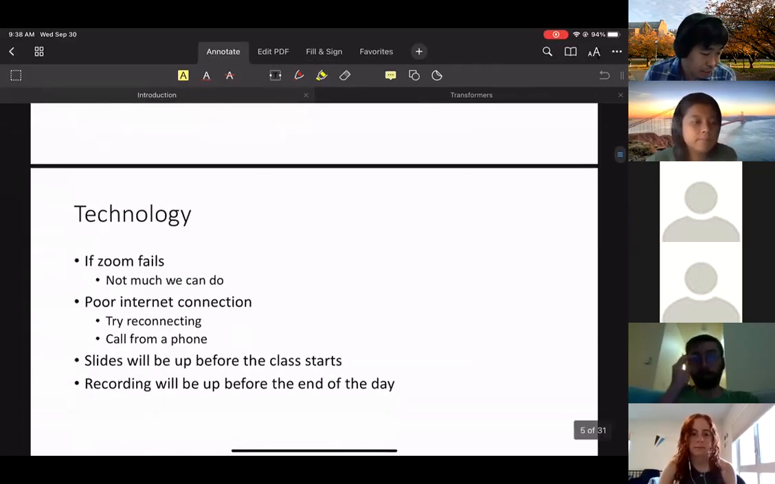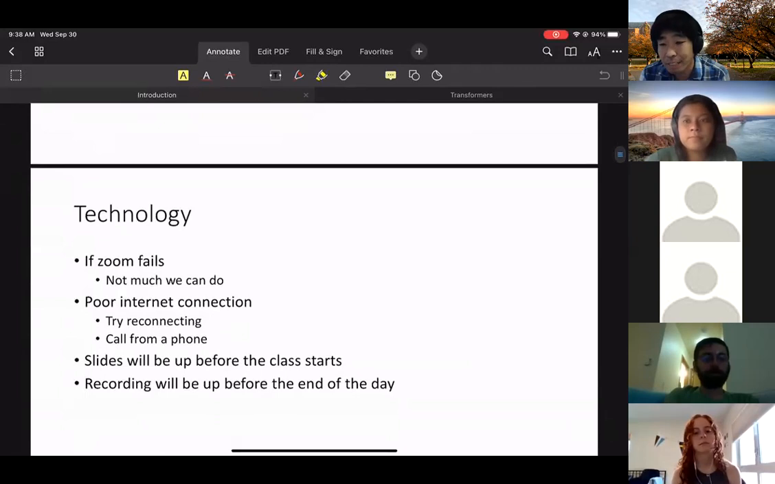So one thing about technology is Zoom sometimes doesn't work. It happened earlier this September. If that happens, there's nothing we can do. Okay, so if the Zoom backend server has a problem, then not much we can do. If you have a poor internet connection, try reconnecting or try calling from a phone, right? So the slides will be up. If you really cannot get an internet connection, call the phone number and we'll try to at least follow along that way.